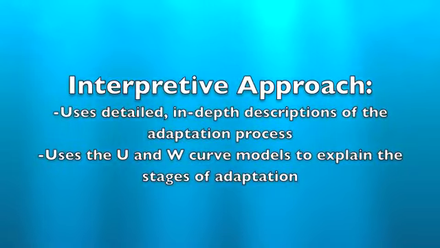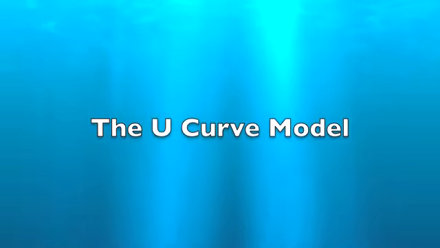The interpretive approach uses detailed, in-depth descriptions of the adaptation process. Unlike the social science approach, the interpretive approach places a heavy emphasis on the continuous nature and complexity of the cultural adaptation. The interpretive approach uses the U and W curve models to explain the different stages of adaptation. Now let's talk about the U-curve model.